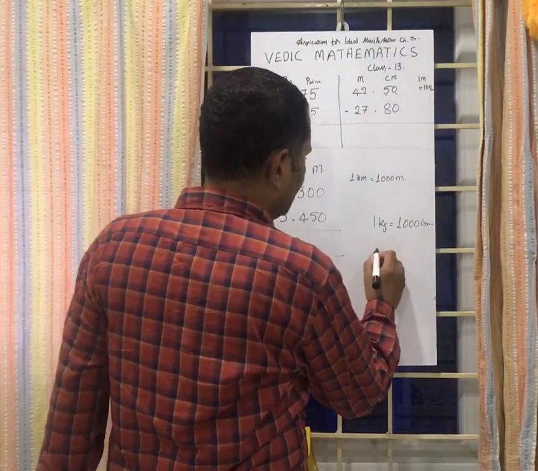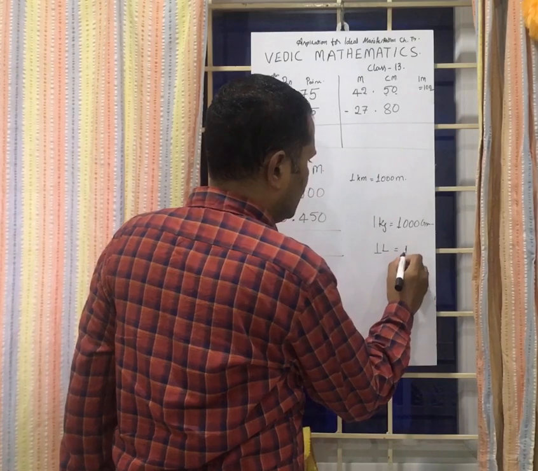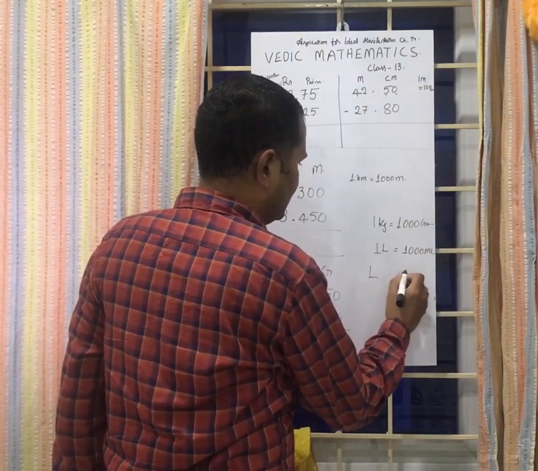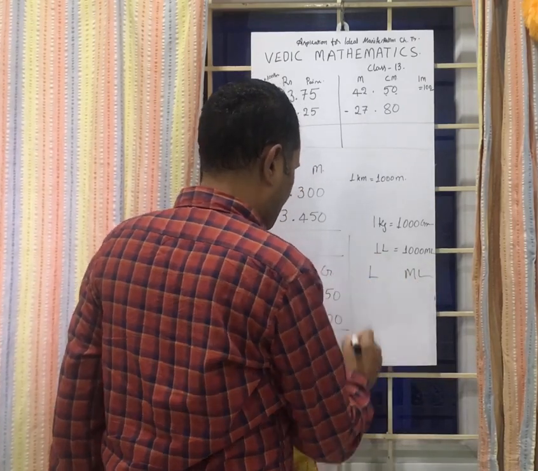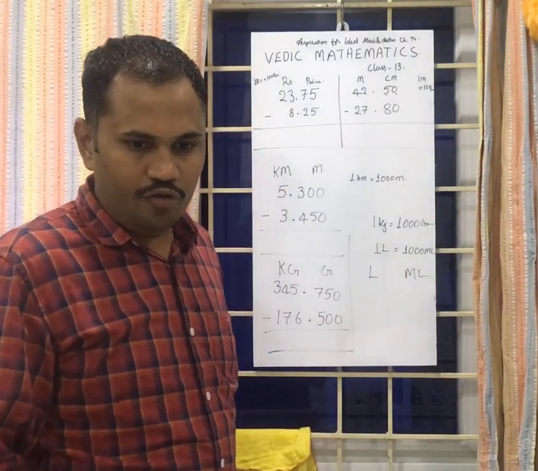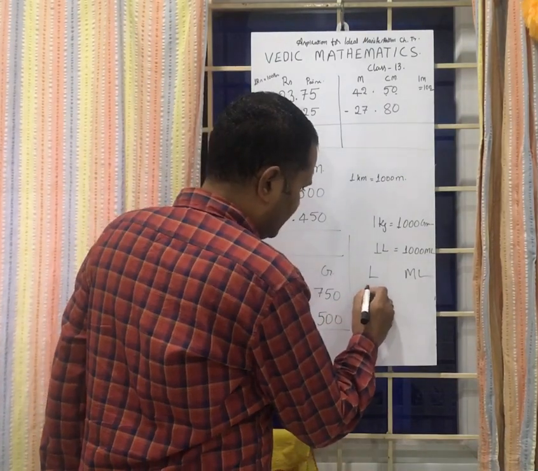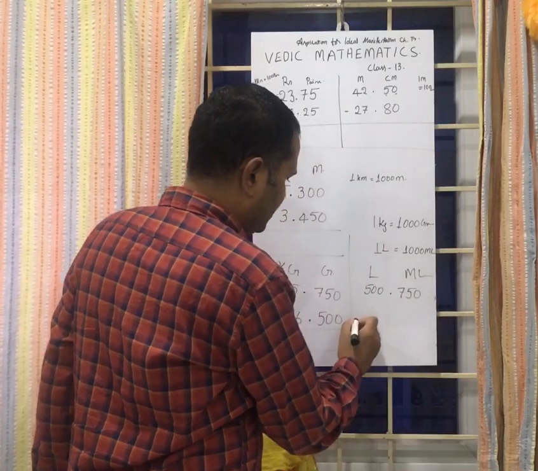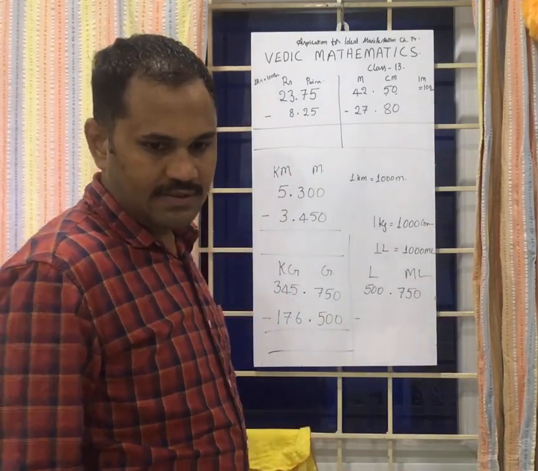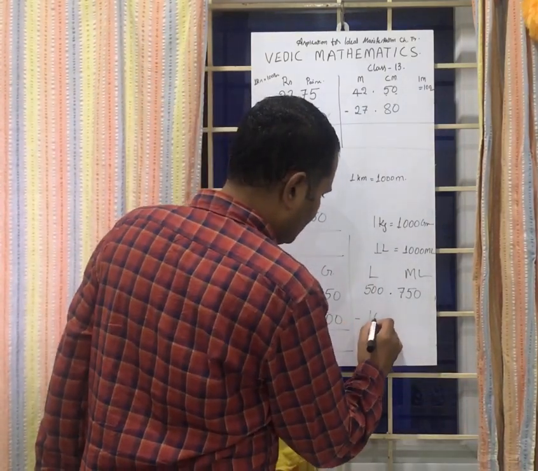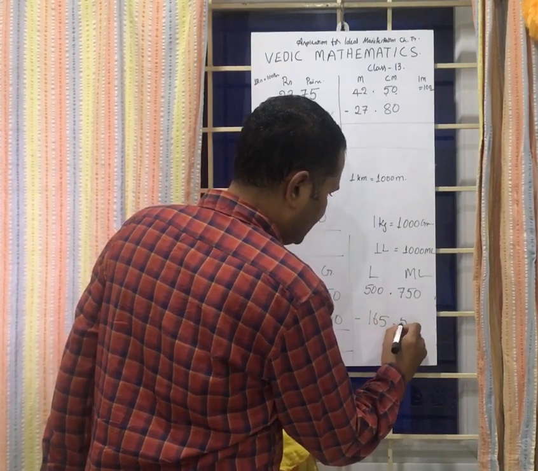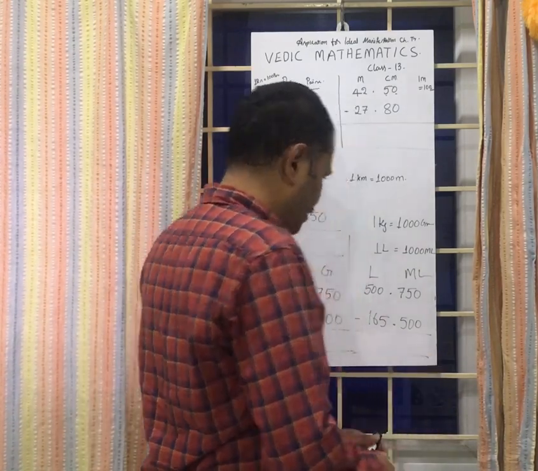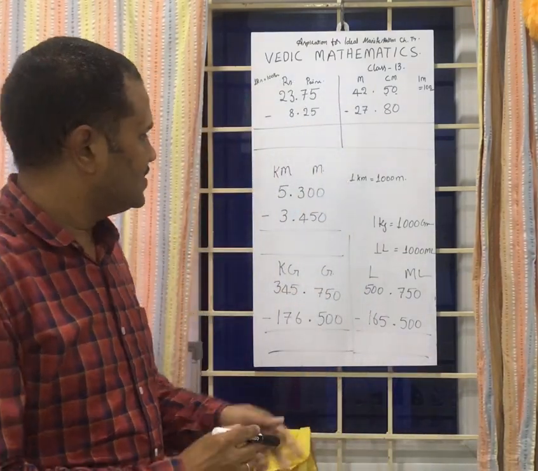So one more example. Volume. 1 liter is equal to 1000 milliliter. 1000 ml. Okay. Liter and ml. The example. 500 liter 750 ml minus 165 liter 500 ml. So all these examples you please practice and then try to understand the units.